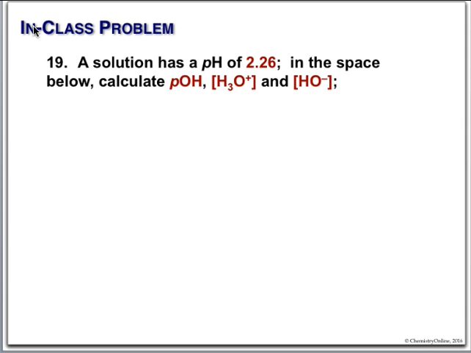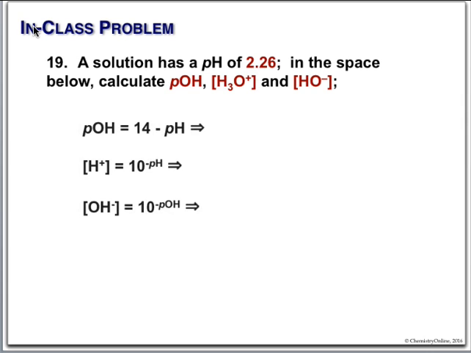How do we calculate hydroxide? We could do it 2 ways. We could take 10 to the minus 14 and divide by hydronium. Or we could simply take pOH and do 10 to the minus pOH. That's even simpler. So here's what we're doing. pOH is simply going to be 14 minus our pH value. You can almost do that in your head. And that's 11.74.